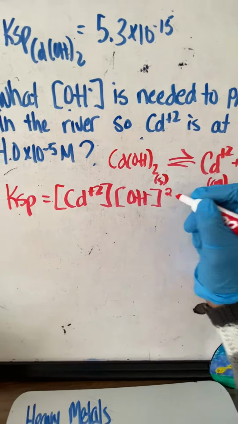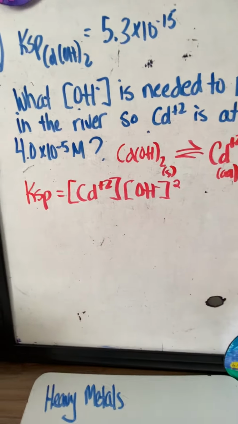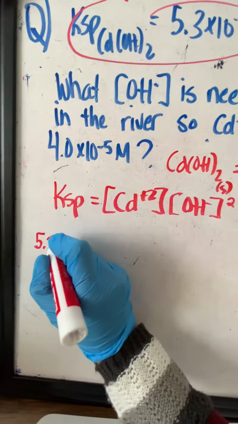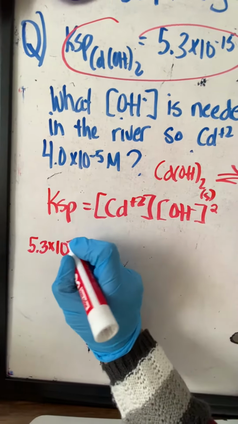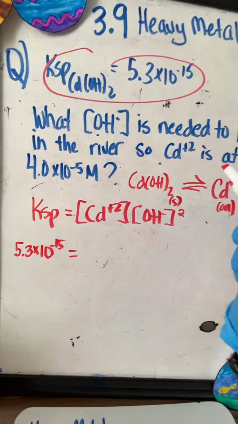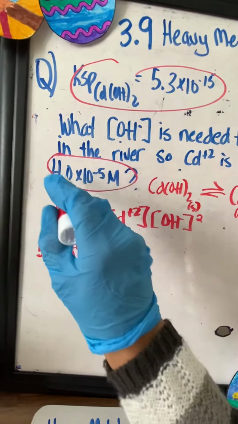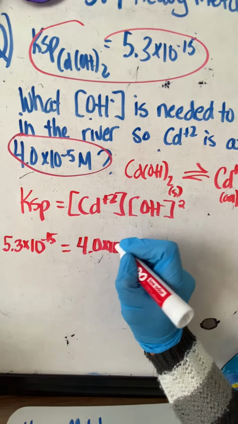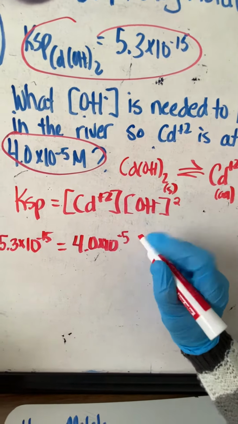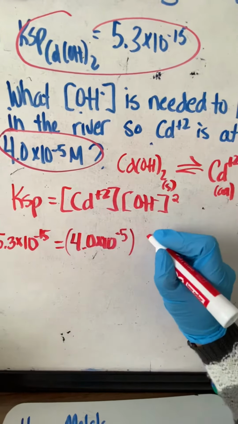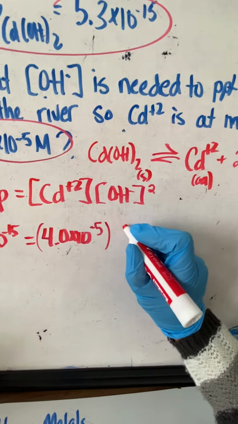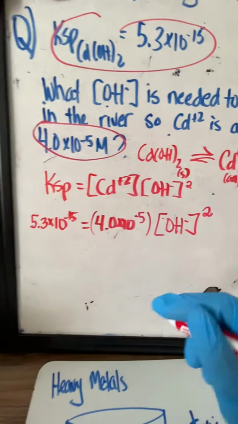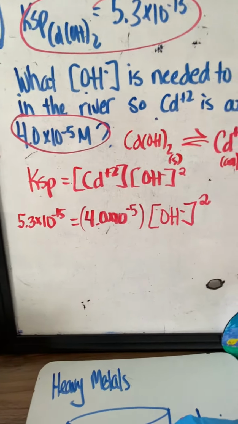All right, and then now we just need to plug in the numbers that we know. So we know that the KSP value is 5.3 times 10 to the negative 15. We also know that the cadmium ion should be 4.0 times 10 to the negative 5. And then here, I'm just gonna keep this as hydroxide. Okay, and then we just go ahead and rearrange and solve for hydroxide.